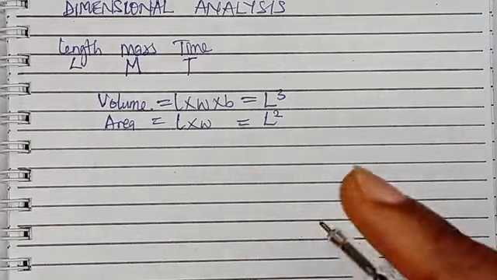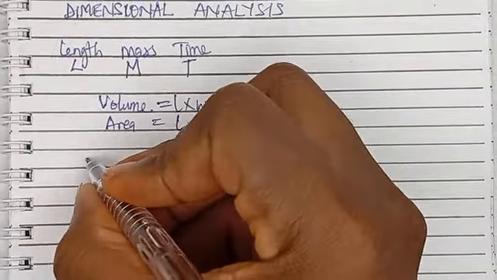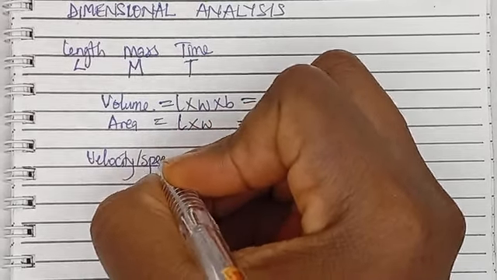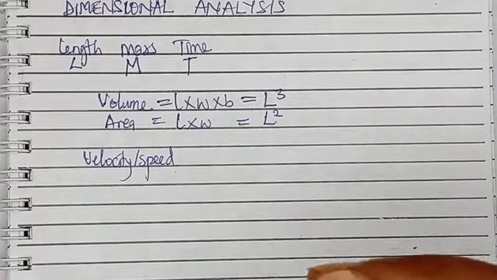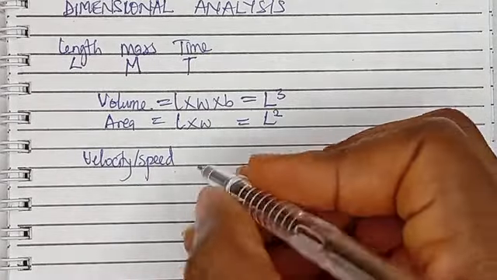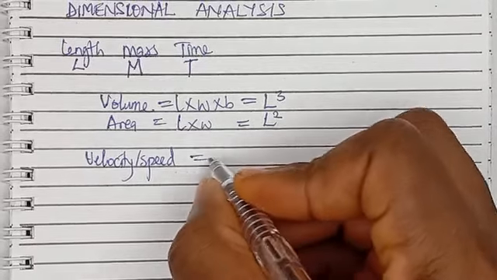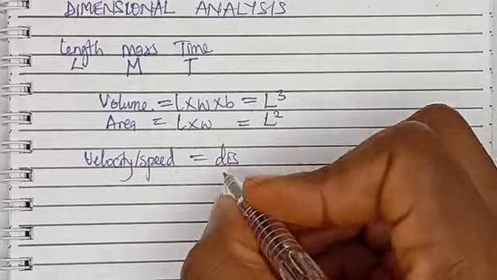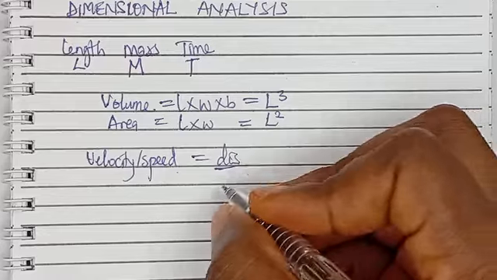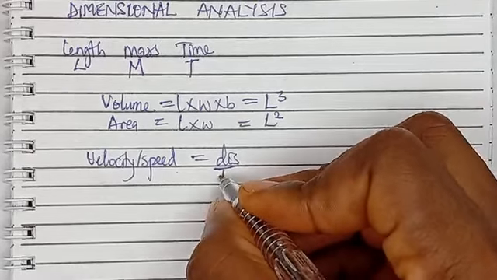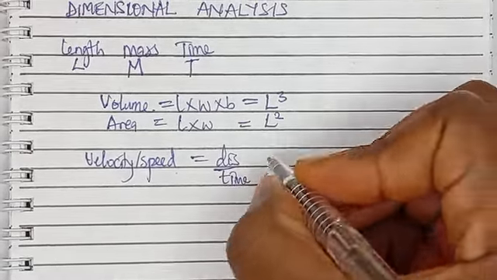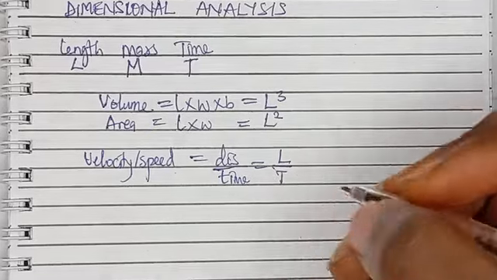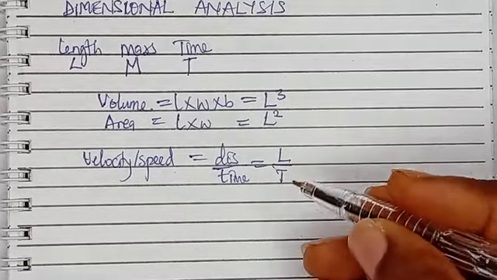Now let's get to something like velocity or speed. By formula, velocity or speed is displacement or distance over time. Whether it's displacement, that's for velocity, or distance for speed, over time. Distance is a measurement of length. Time is a measurement of time, of course. So this is the dimension.